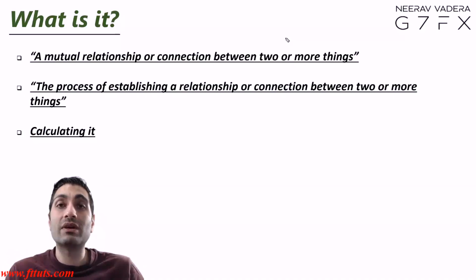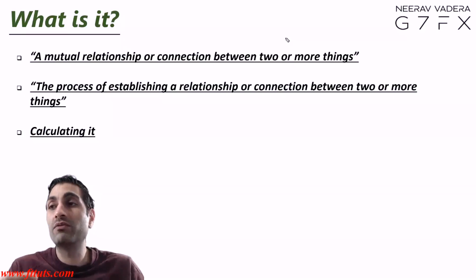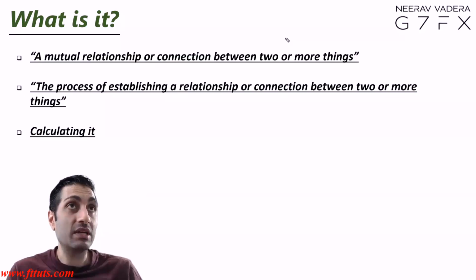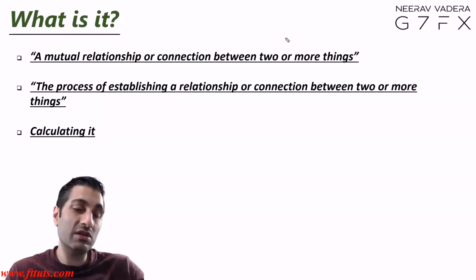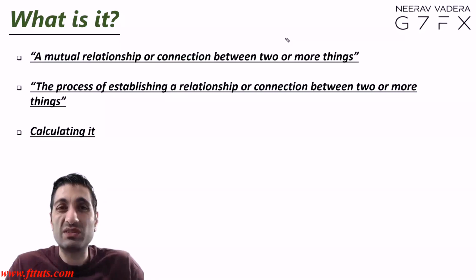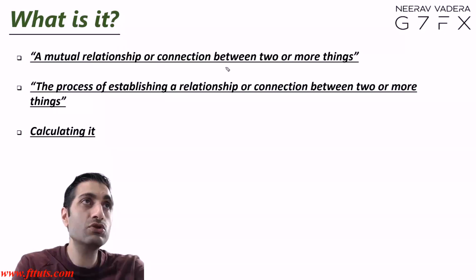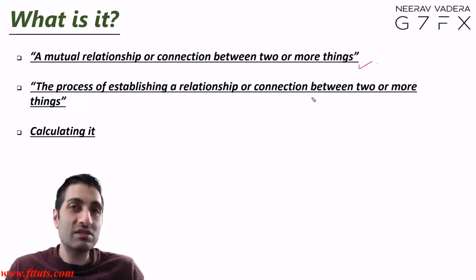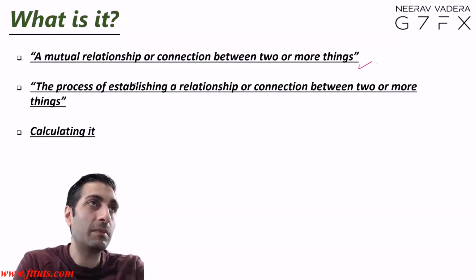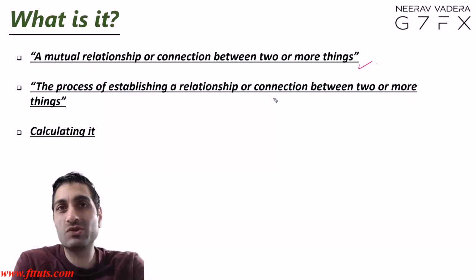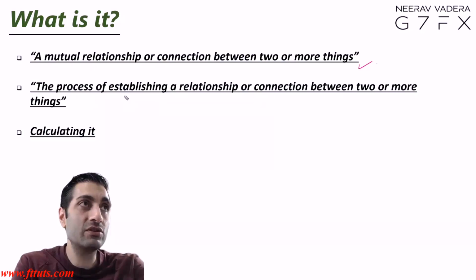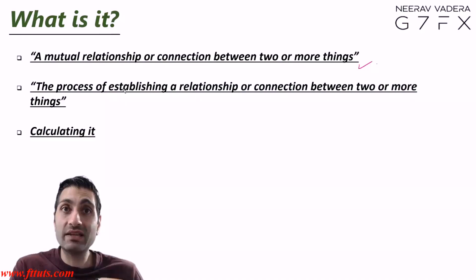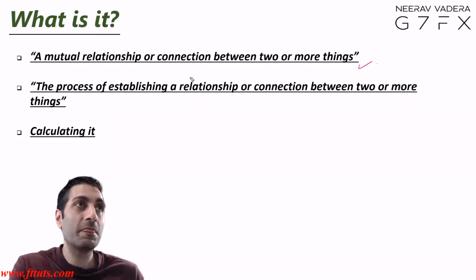Correlation is obviously about the relationship between two or more variables. I just looked it up on the search engine. I think it was Oxford Dictionary that came up with this: a mutual relationship or connection between two or more things, right? I mean, what else needs to be said? That is correlation. There was also another definition which is a slight variation of it: the process of establishing a relationship or connection between two or more things. I like this because this is what we're doing.